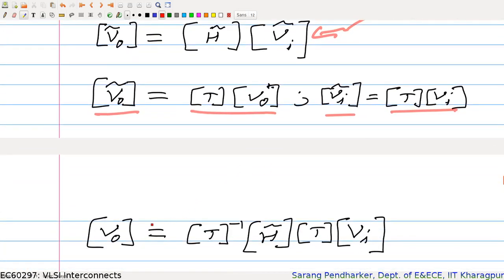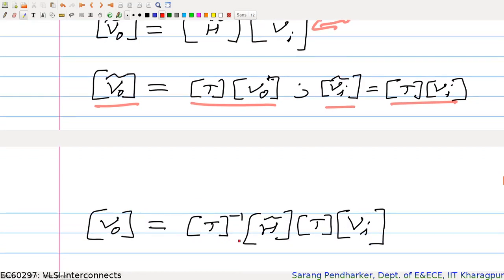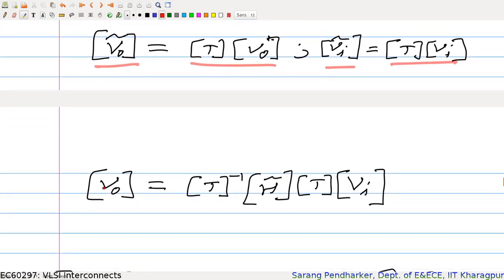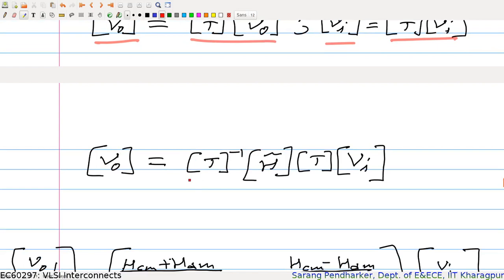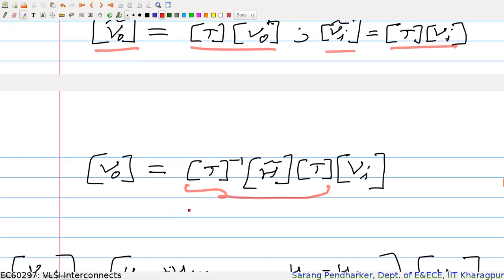And once you substitute it, you will get the transfer equation like this. And if you notice here, this will not be a diagonal matrix.